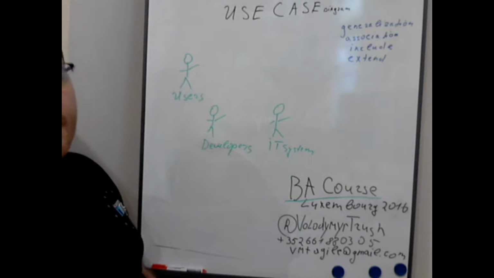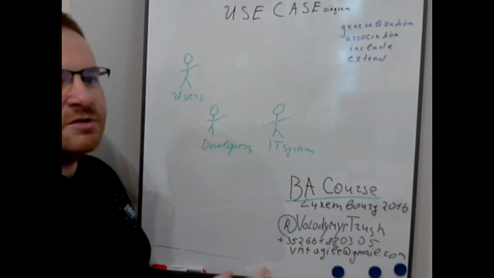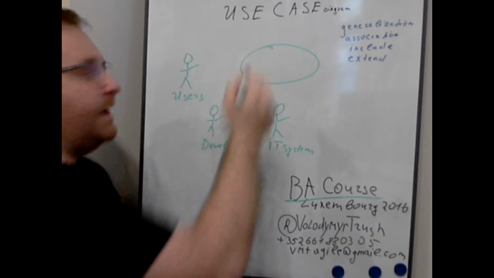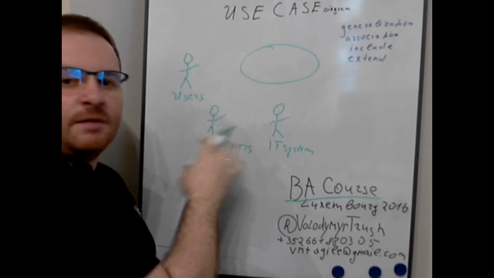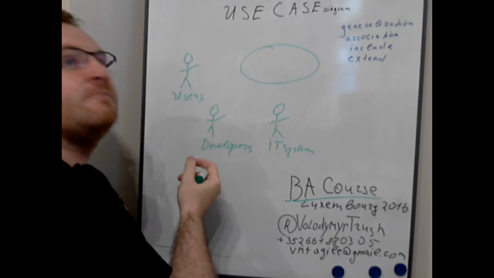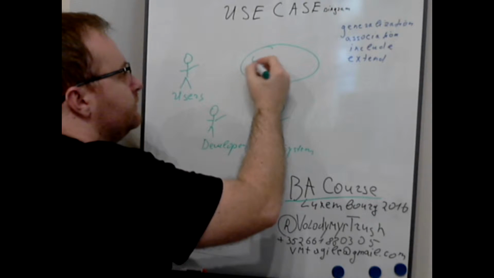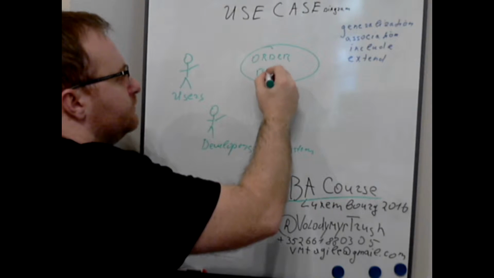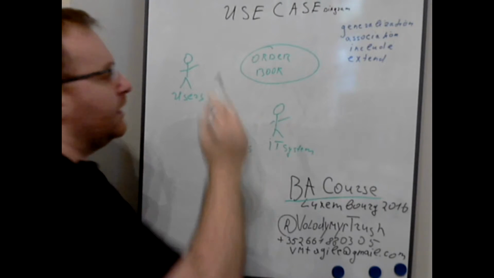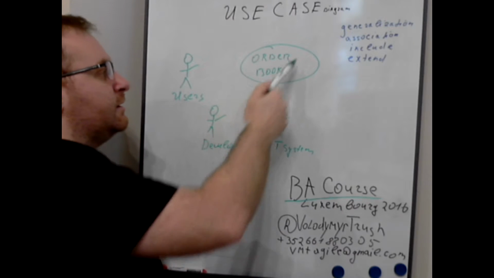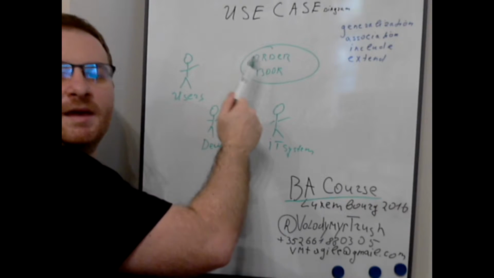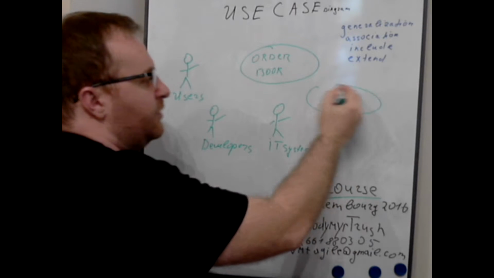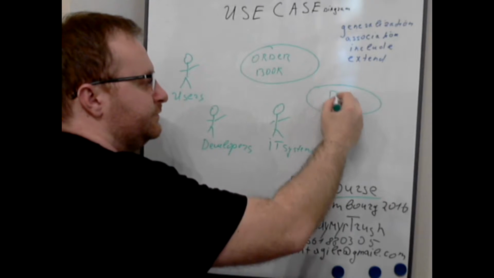The actors can have some actions. The actions are described as an ellipse, like this, and inside we need to have some action, for example, order book. Please take into account that there should always be an action. It's impossible to have this type of use case like this.